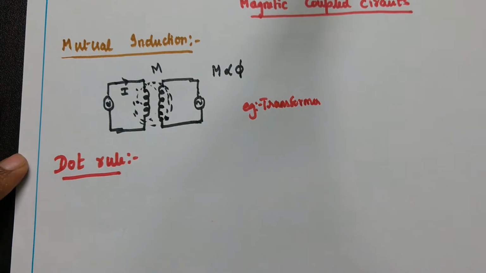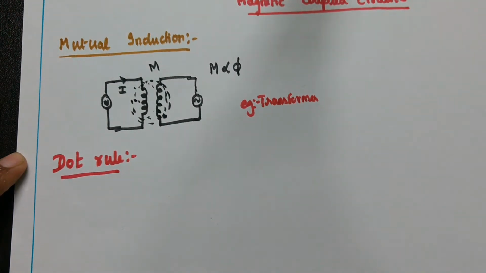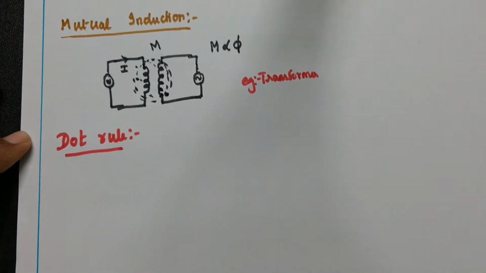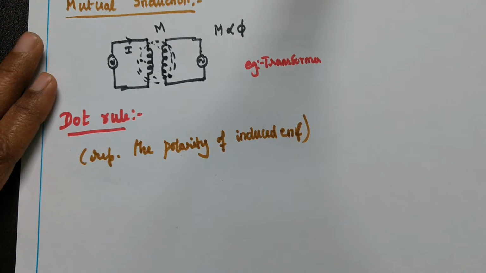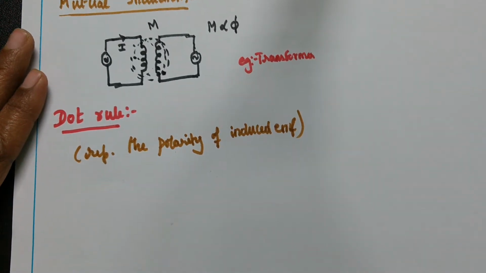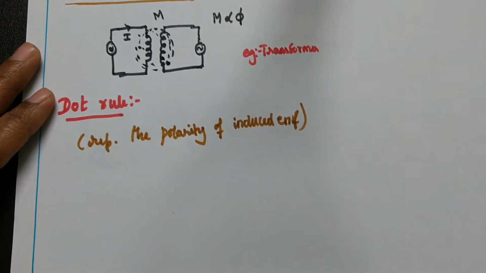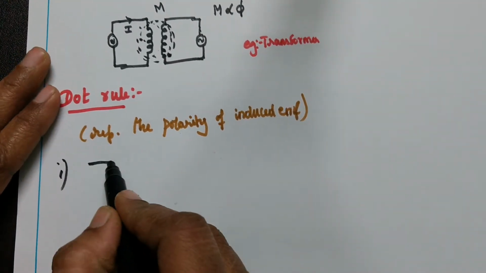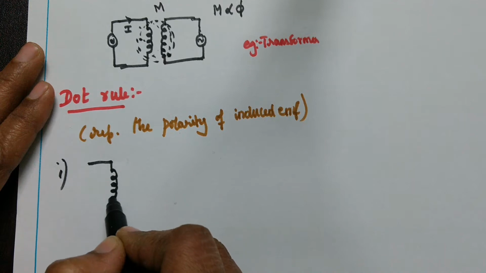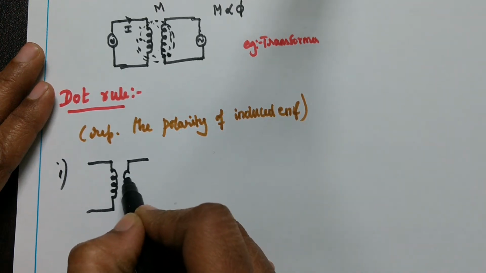Let me explain the dot rule. This dot rule representation represents the polarity of the self-induced EMF and the mutual induced EMF. So it represents the polarity of induced EMF. Let us draw one diagram. Here two cases are there. First case, consider the primary winding and the secondary winding.